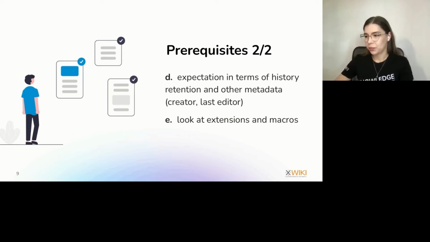And finally, probably the most time-consuming one, we need to look at extensions and macros. So in Confluence, there are not only macros, but also plugins. Usually, most of the functionalities that exist in Confluence exist in XWiki as well, and the other way around. However, as said previously, we never intended to be a copy of Confluence, so there may be some plugins or features that don't exist in the exact same manner.